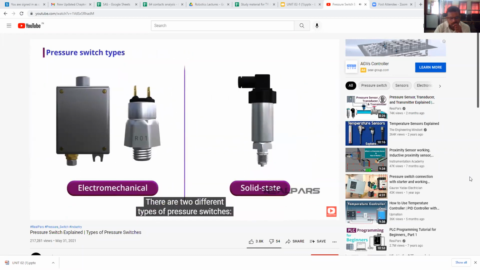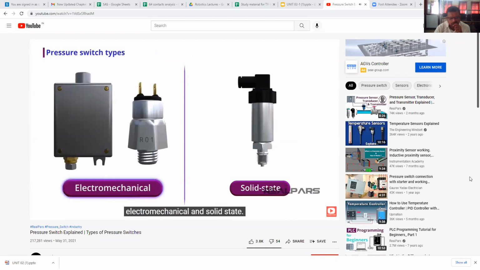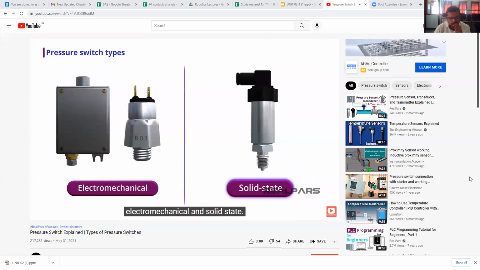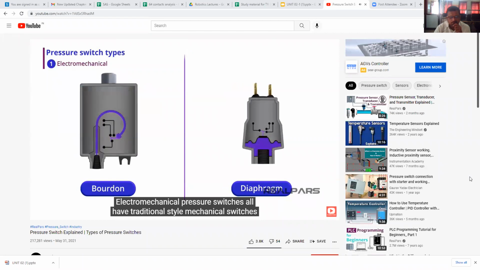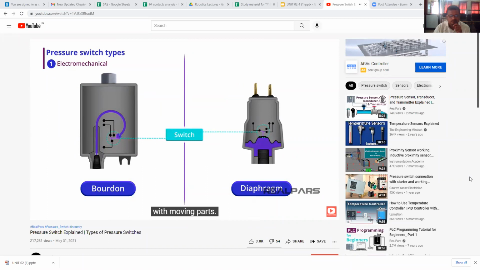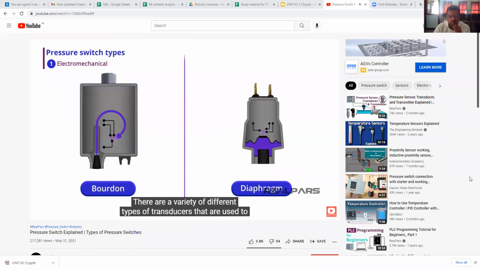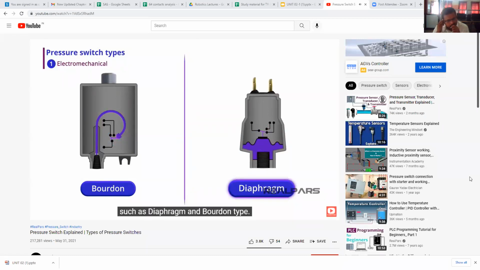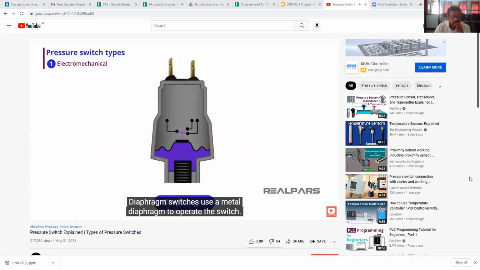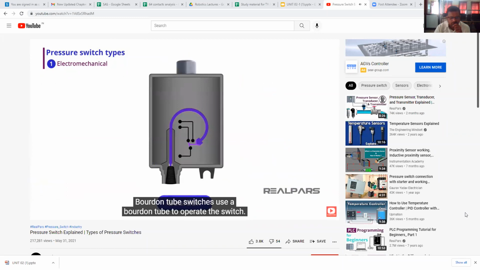There are two different types of pressure switches, electromechanical and solid state. Electromechanical pressure switches all have traditional style mechanical switches with moving parts. There are a variety of different types of transducers that are used to mechanically operate the switch, such as diaphragm and Bourdon type. Diaphragm switches use a metal diaphragm to operate the switch. Bourdon tube switches use a Bourdon tube to operate the switch.